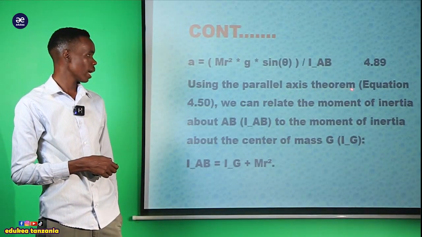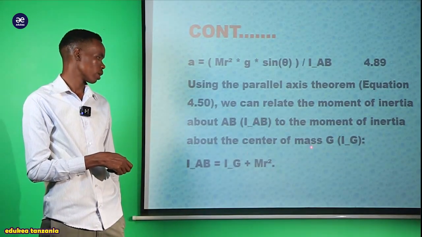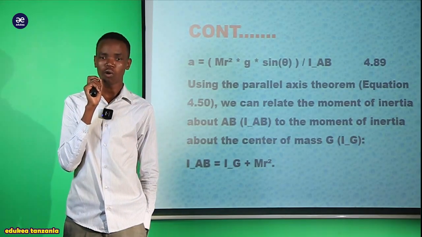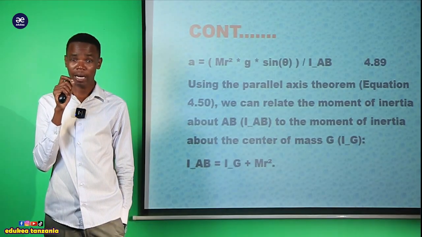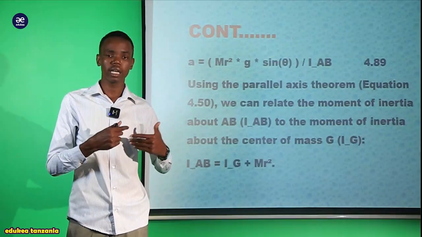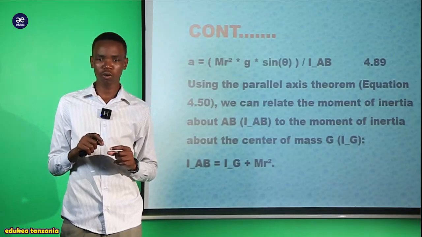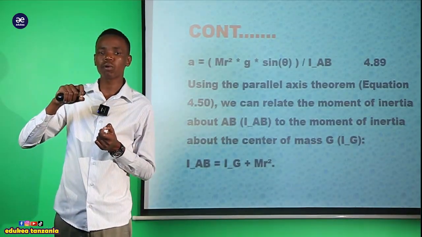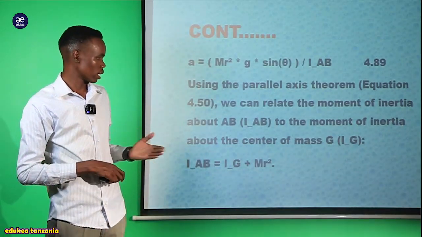So using the parallel axis theorem equation, we can relate the moment of inertia about this one. Now let us recall the parallel axis theorem, which says that the moment of inertia at any point must be equal to the sum of the moment of inertia through the center plus the product of the square distance times the mass of that rigid body.